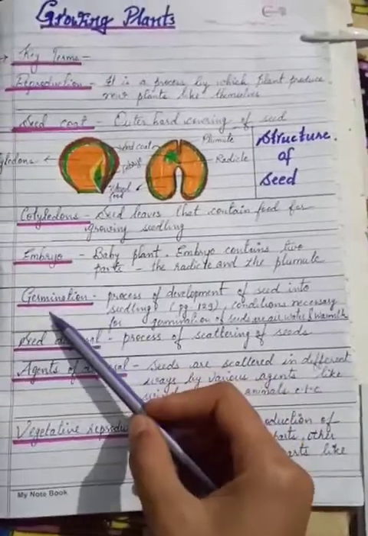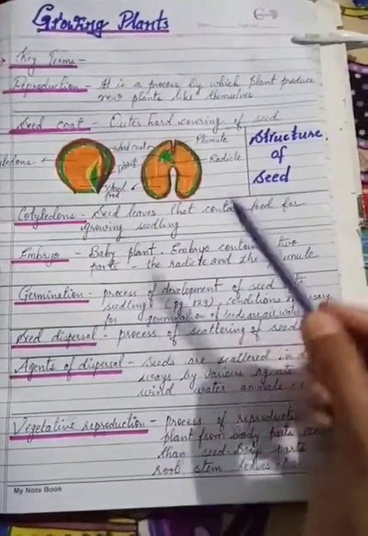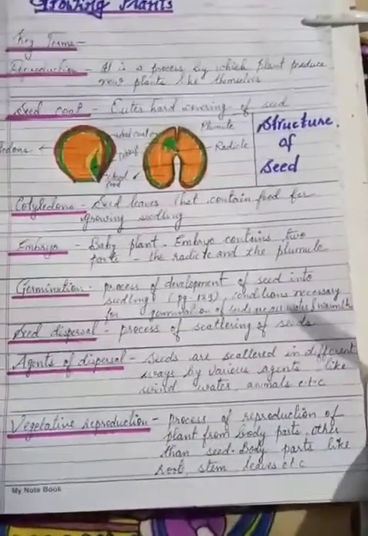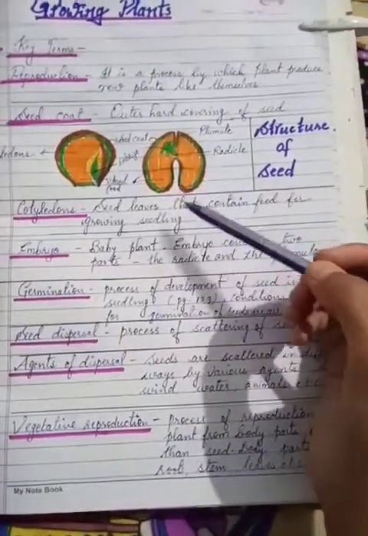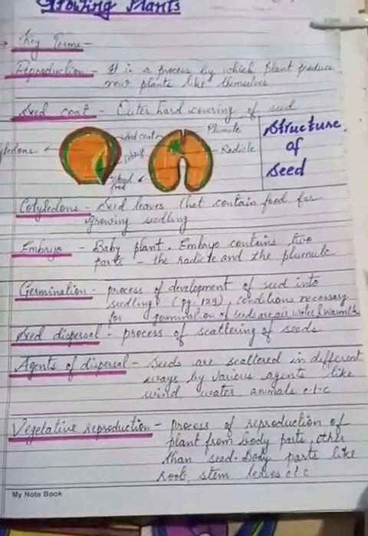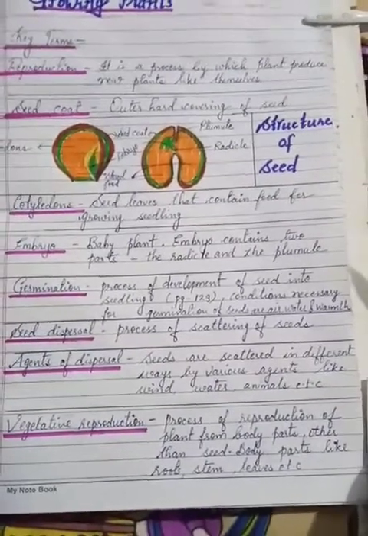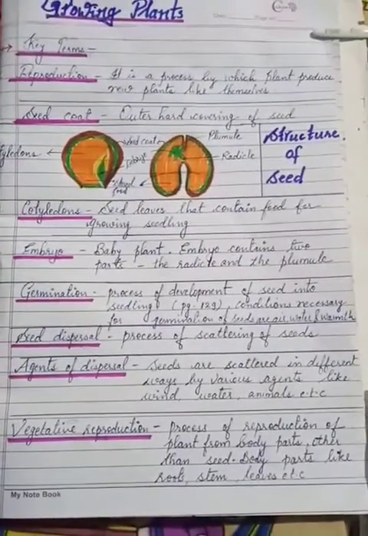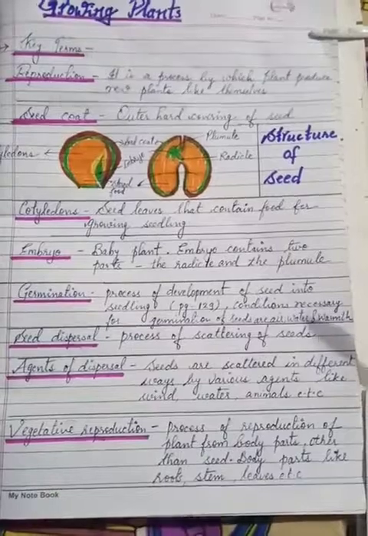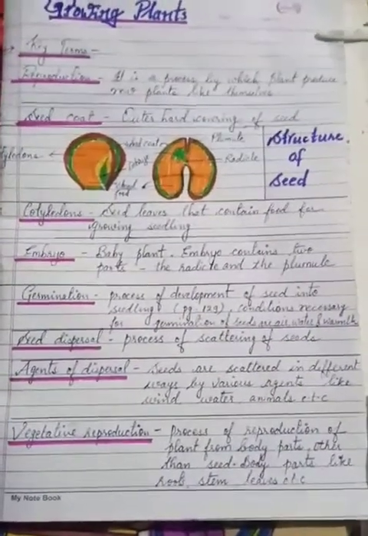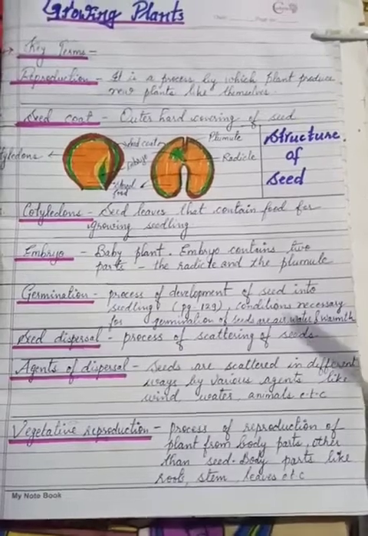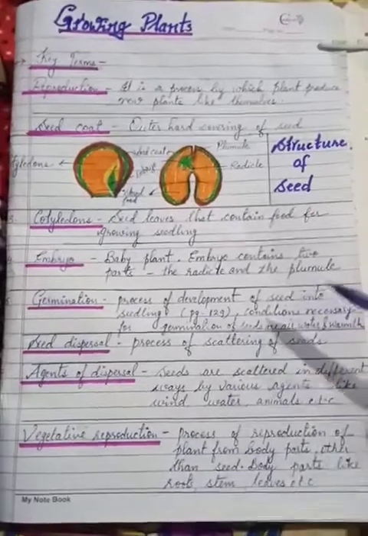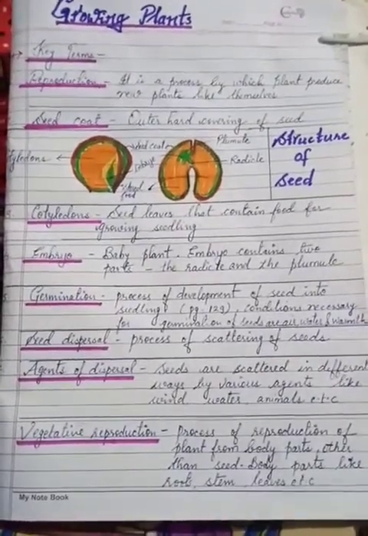Then after this we have to study germination. This seed is growing into a seedling. Seedling means young plant. When the seed grows into a seedling or young plant, that process is known as germination. There are certain conditions that are necessary for germination, and those conditions are air, water and sunlight. Without any one of them, the germination process will not be possible. So these three are the important factors responsible for germination.